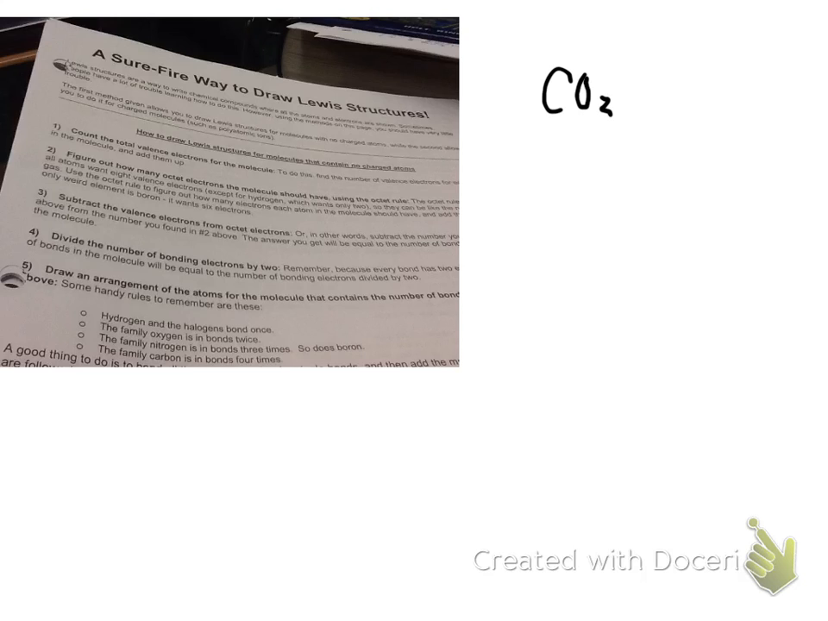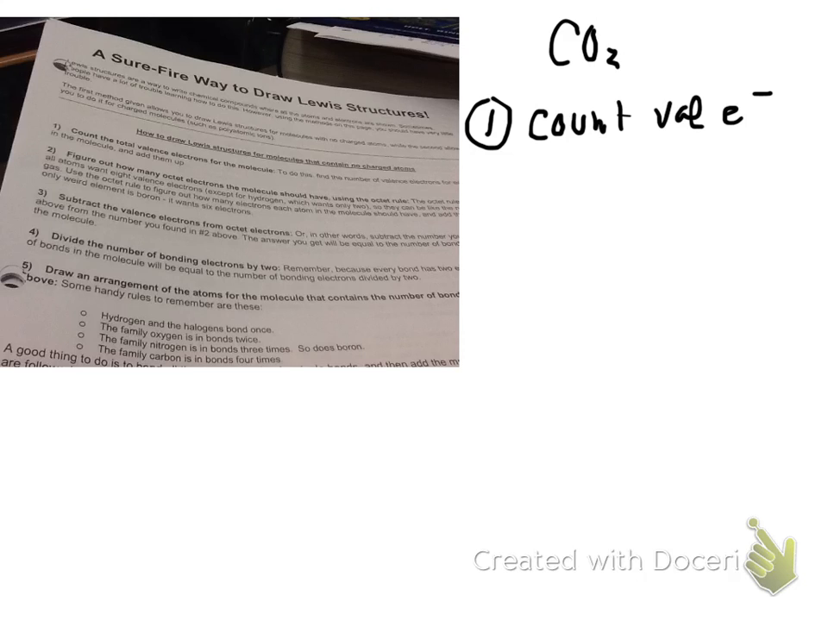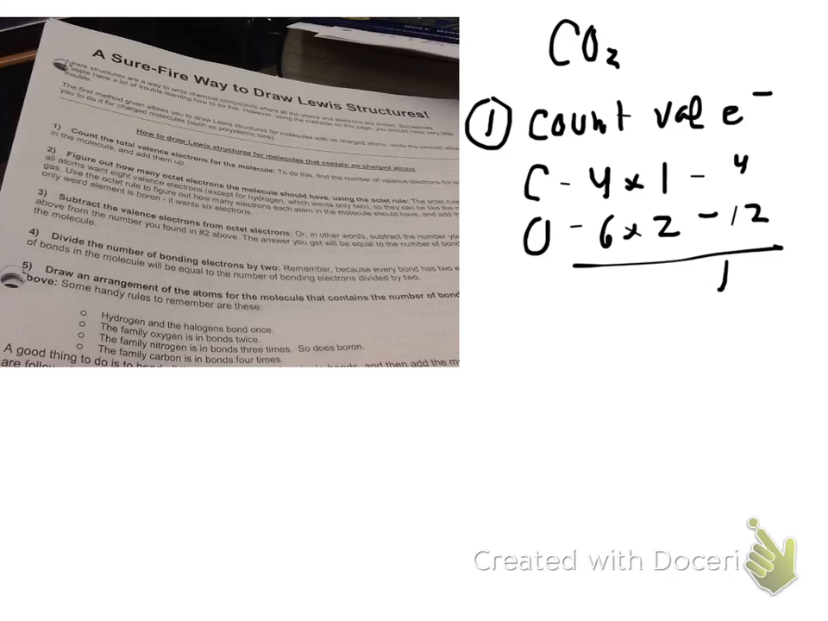CO2, good old carbon dioxide. The first step for doing Lewis structures with Mr. Gooch is you count up how many valence electrons everything in there has. So we're going to count and add valence electrons. How many valence electrons does carbon have? 4. And we have 1 carbon. How many valence electrons does oxygen have? 6. And we have 2 of them. So we end up with 4 and 12, 16 valence electrons. That's the total number of valence electrons that we're going into this with.